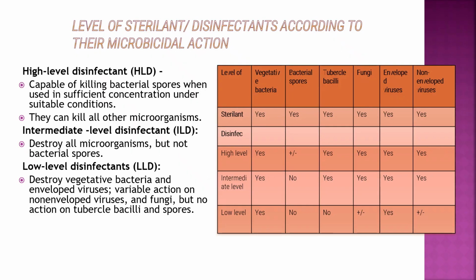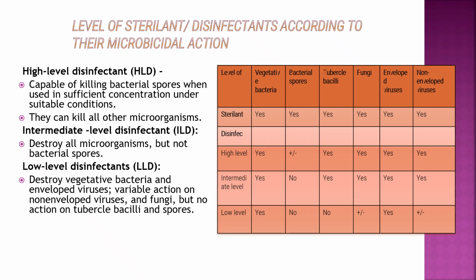Now let's see the level of sterilants or disinfectants according to their microbiological actions. These are the 6 factors for the microbiological actions: on vegetative bacteria, bacterial spores, tubercle bacilli, fungi, enveloped viruses and non-enveloped viruses. A sterilant kills all forms of microorganisms.